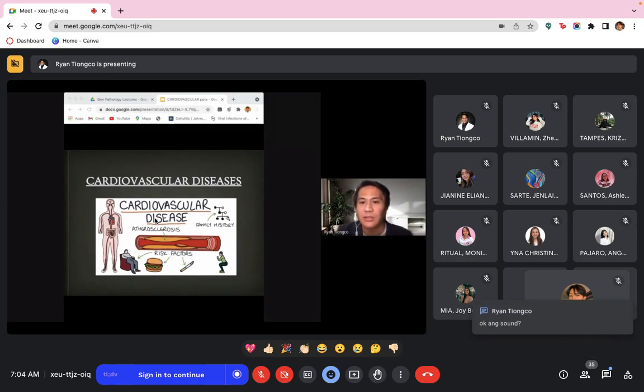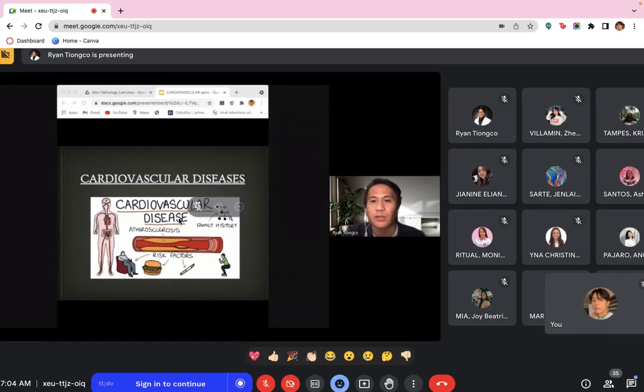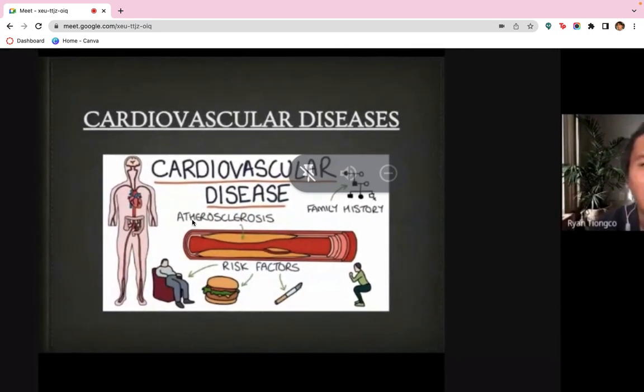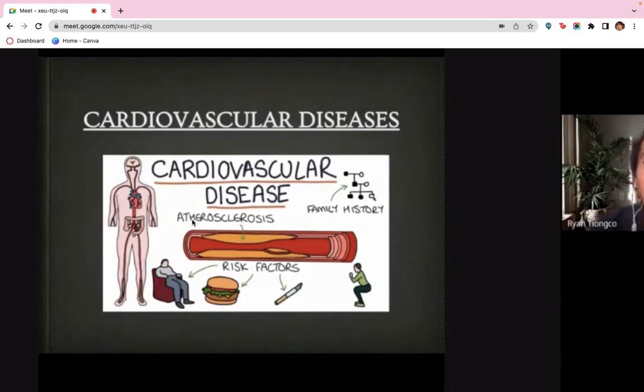So your cardiovascular disease, or what we call the CVD, is a general term for conditions affecting our heart, from the word cardio, meaning heart, and then your vascular will be your blood vessel. So it's usually associated with the build-up of your fatty deposits inside your arteries, what we call arteriosclerosis, and an increased risk of blood clot.